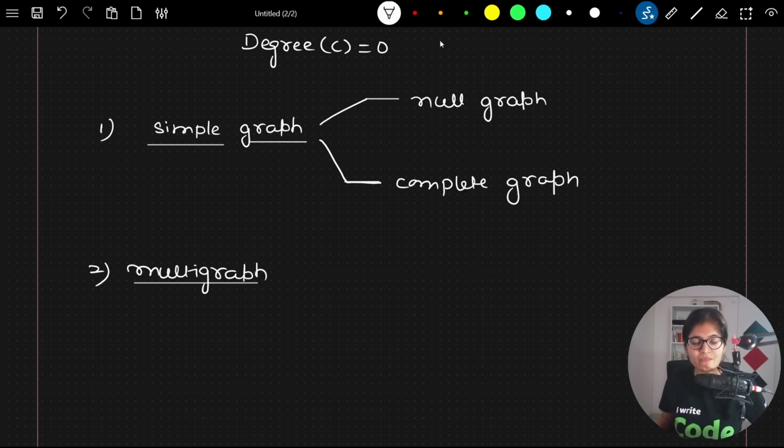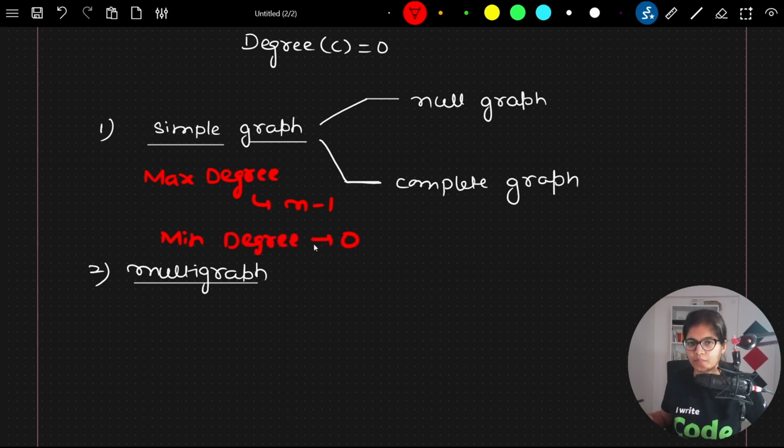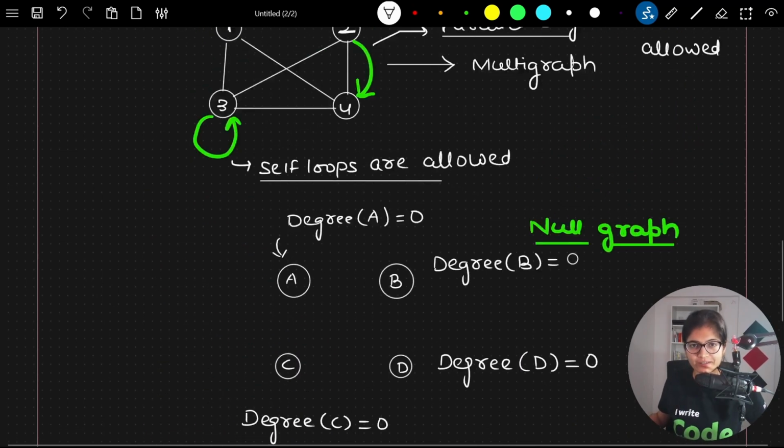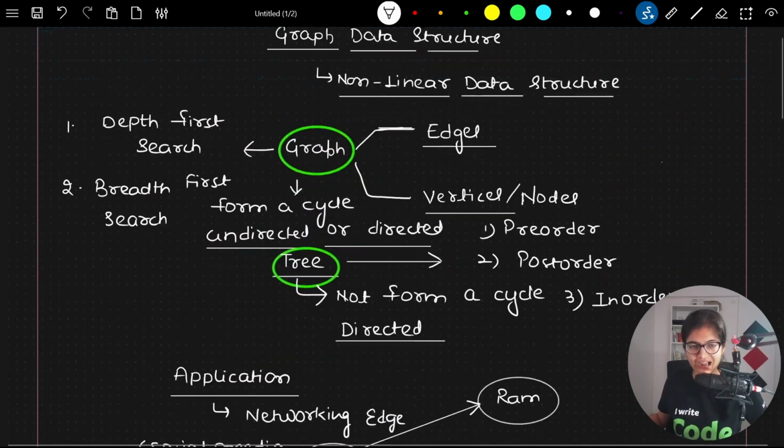Apart from that, we have also discussed that the maximum degree in the case of a simple graph specifically is n minus 1, and the minimum degree that we have is equal to 0. Perfect. So when all the nodes have degree 0, which is the minimum degree, then it is null. When all the nodes have degree n minus 1, then it is called a complete graph. Perfect. So far so good, I hope.